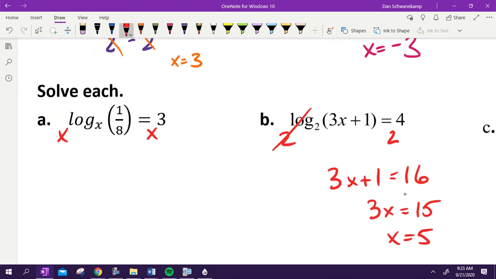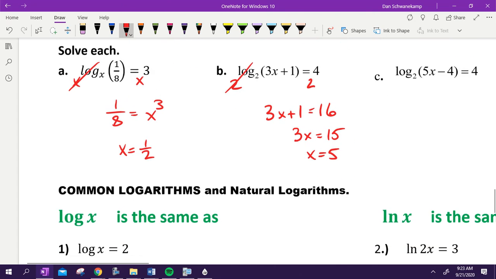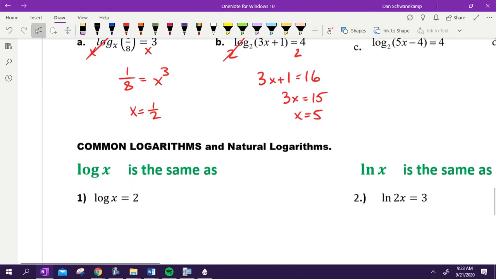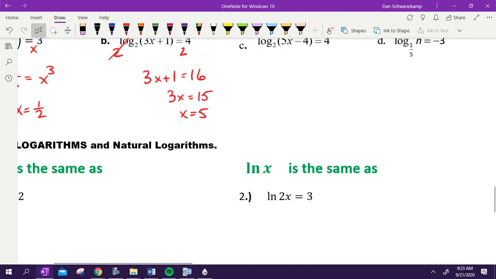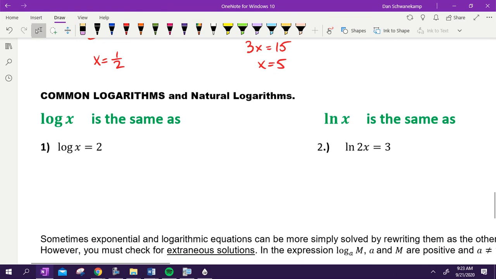Log base x, so I'd raise both sides to a base of x. 1 over 8 is equal to x cubed. What cubed is going to get me 1/8? That is 1/2. Because you know you need a 2 and it's got to be on bottom, so it's 1/2. We can go through and solve all those. Okay, couple more. We're almost done. We're going to skip C and D there. You guys can do them. I'm sure you're very capable.